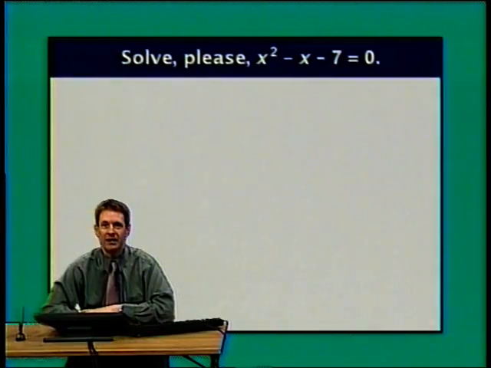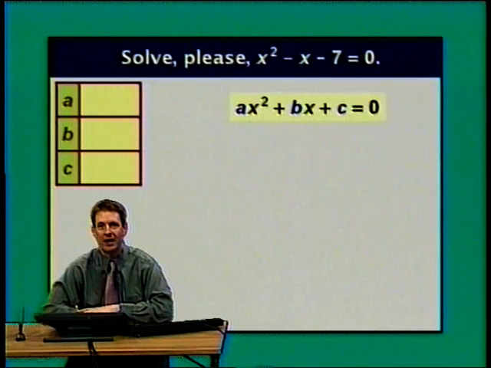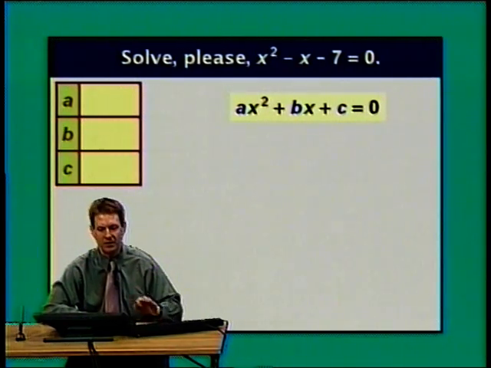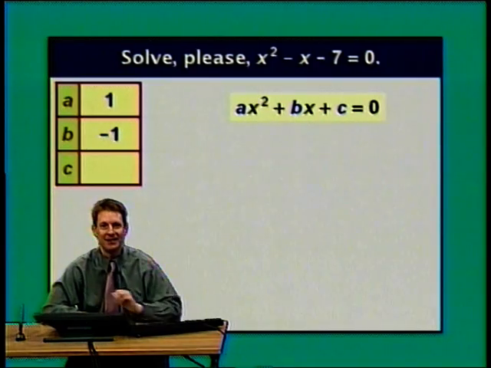So let's start with the equation x squared minus x minus 7 equals 0. If we're going to use the quadratic formula, the first thing we need to determine is what are the values of a, b, and c. Well, a is the coefficient on x squared, which in this example is 1. b is the coefficient on x, which in this example is -1. And c is the constant, which in this example is -7.